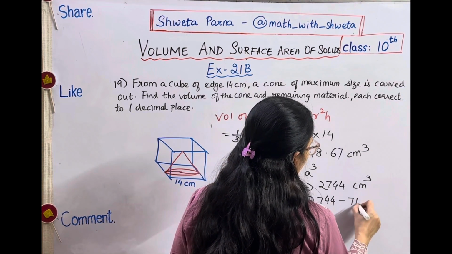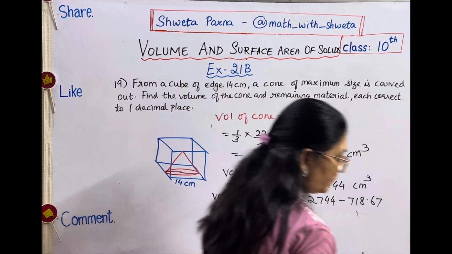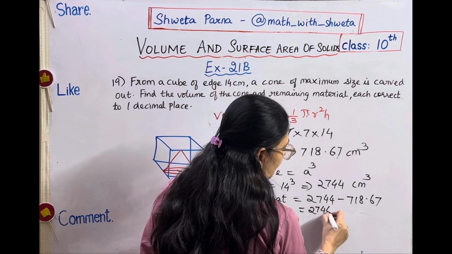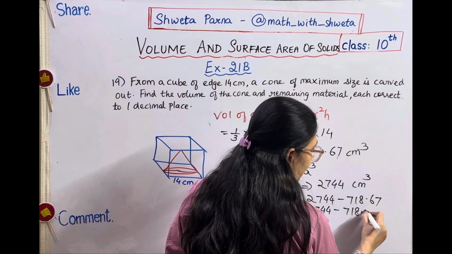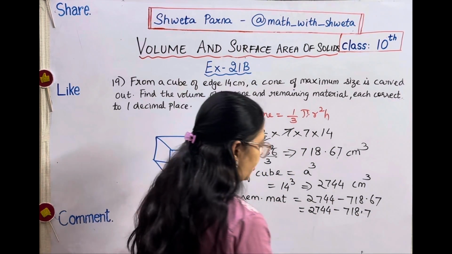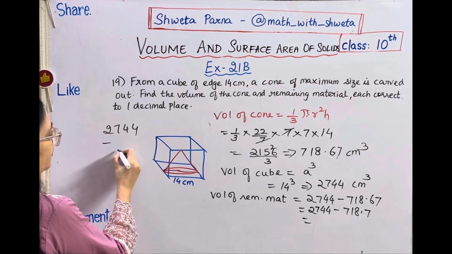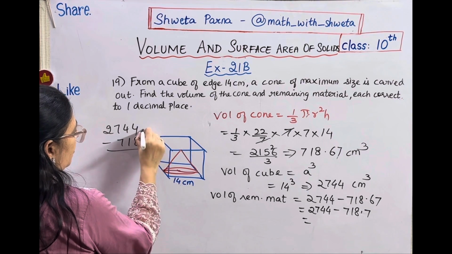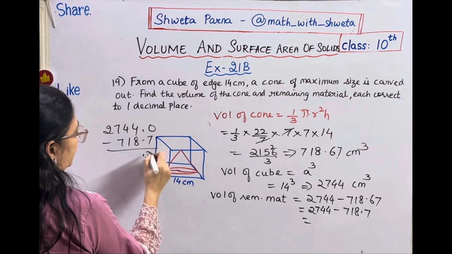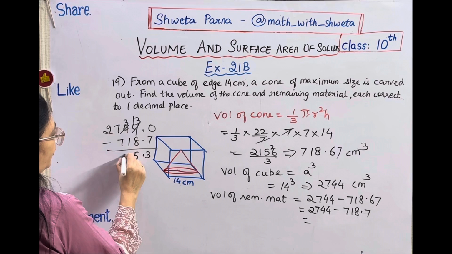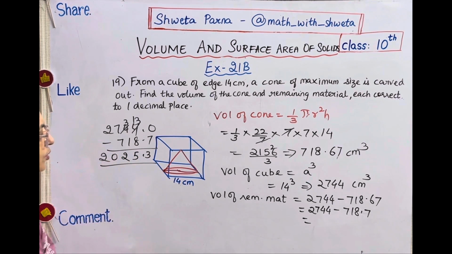So volume of remaining material would be 2744 minus 718.67. If you want the answer to one decimal place, you can convert this into 718.7. Why? Because it is more than 5. So 2744 minus 718.7 gives 2025.3 centimeter cube. Okay, come on, let's go to the next one.